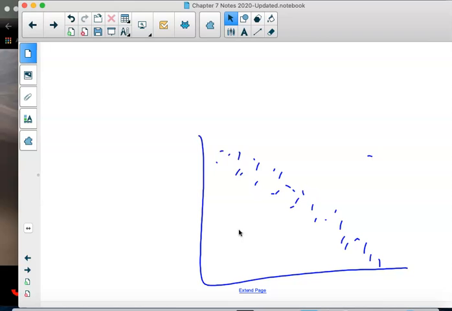Okay? And then here's a little scatter plot, and you can see I have a strong negative linear relationship with one outlier. Okay?